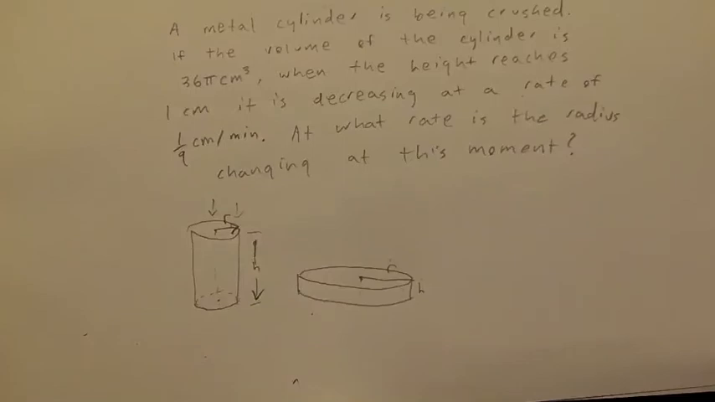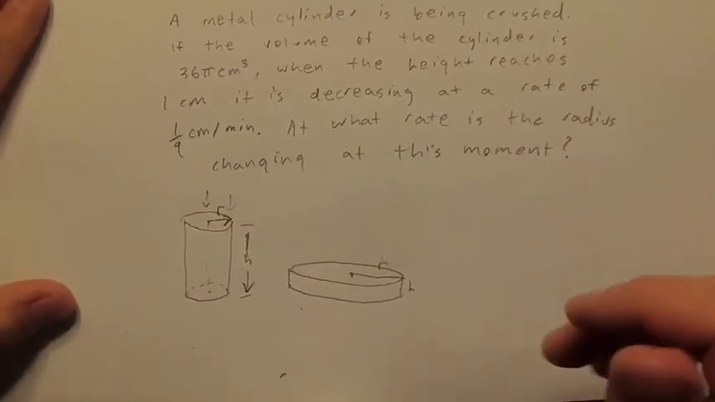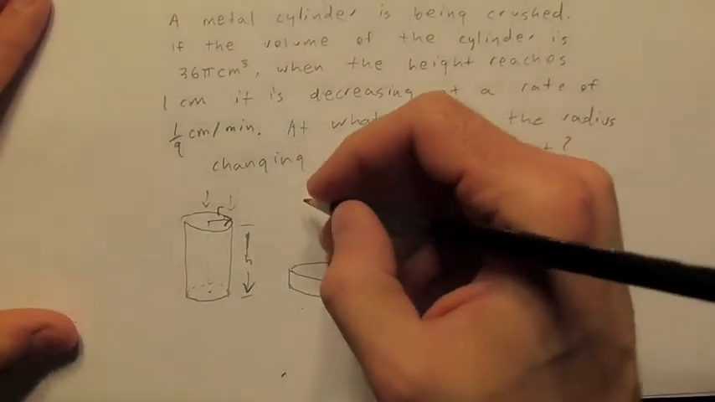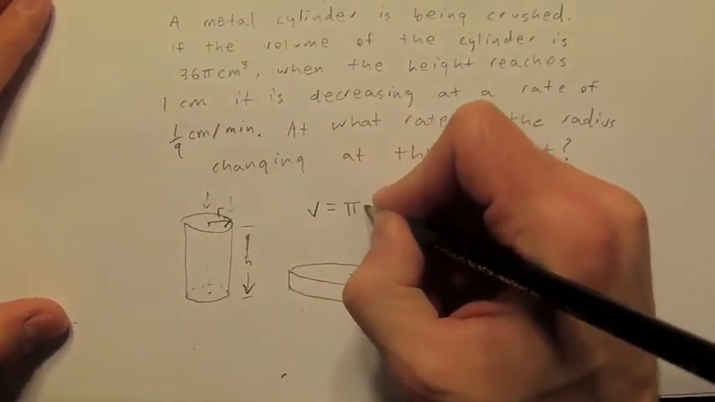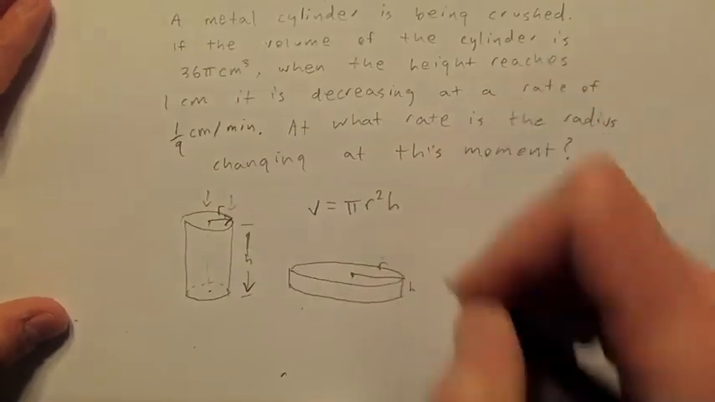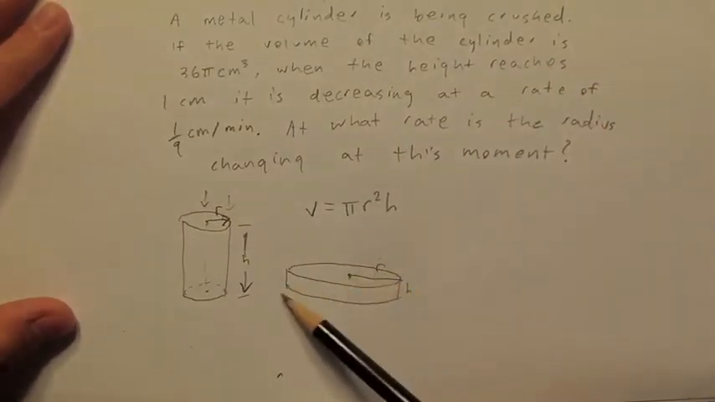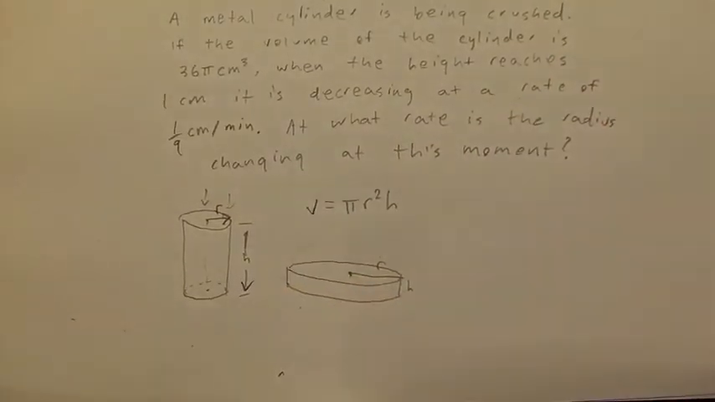And so now what we want is a formula that relates these two, and of course the volume of a cylinder, that's actually an easy one that you should know, is pi r squared h, right? It's just the area of the circle times the height. That's where a lot of formulas for volumes come from.